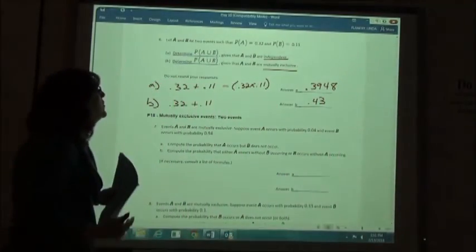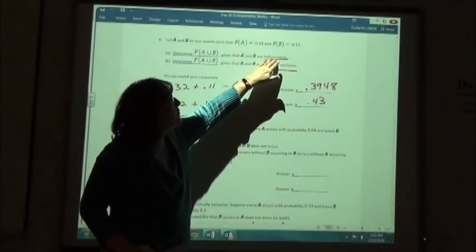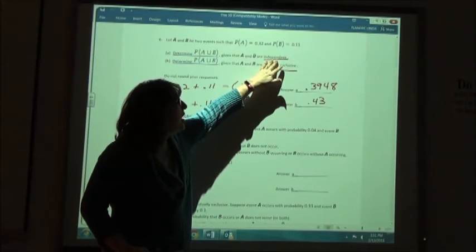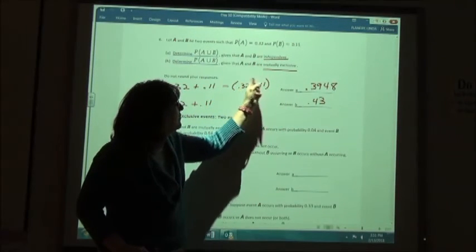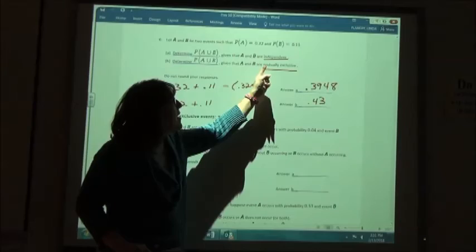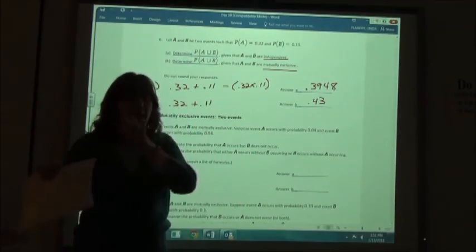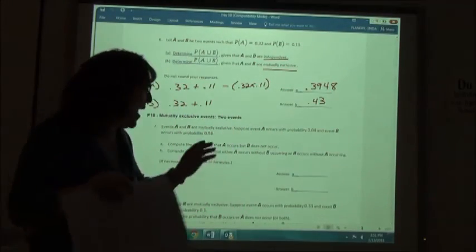Okay. So independent means I have two things that could have something in common where they overlap, and I have to subtract off that probability. Mutually exclusive, they don't have anything in common. They're not going to overlap each other.